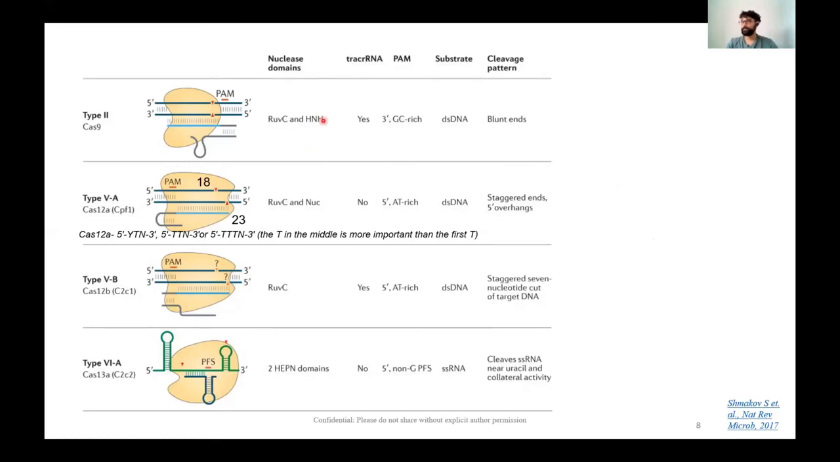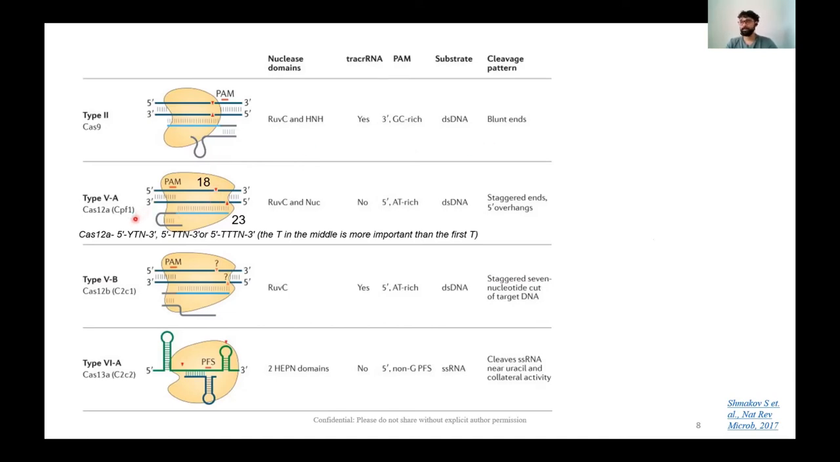Starting with Cas9, it has two nuclease domains. So basically, it will cut either the top strand or the bottom strand, and these are called the RuvC and HNH domains. It recognizes a PAM sequence, which means you need an NGG sequence, in this particular case GC rich, followed by a 20 base pair sequence specific and complementary to your DNA. The substrate is double-stranded DNA, and it leads to blunt ends.